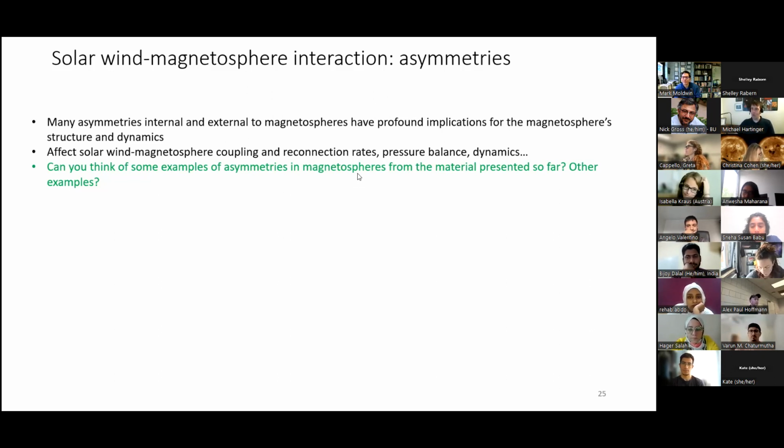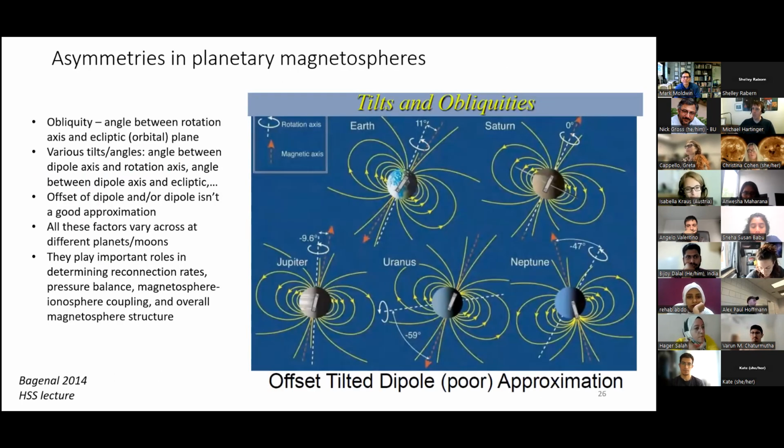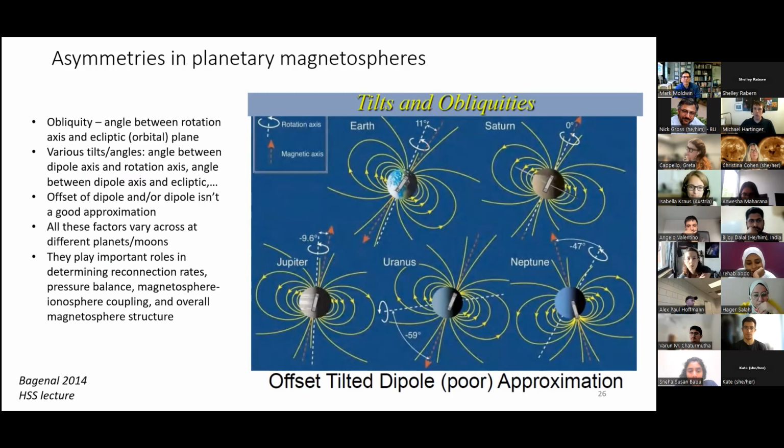I'll just quickly show you one, because I think people actually already mentioned this early on in the lecture. There are very tilted and oblique magnetospheres, and so there's a couple of related asymmetries that are shown on this slide, and all of them are important. So I have to go over them really quickly, one by one.